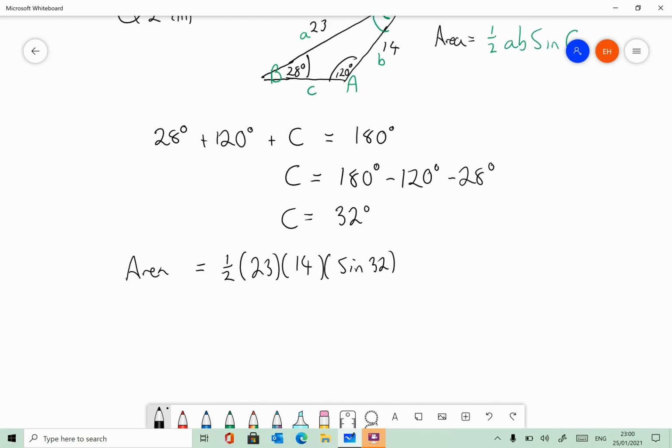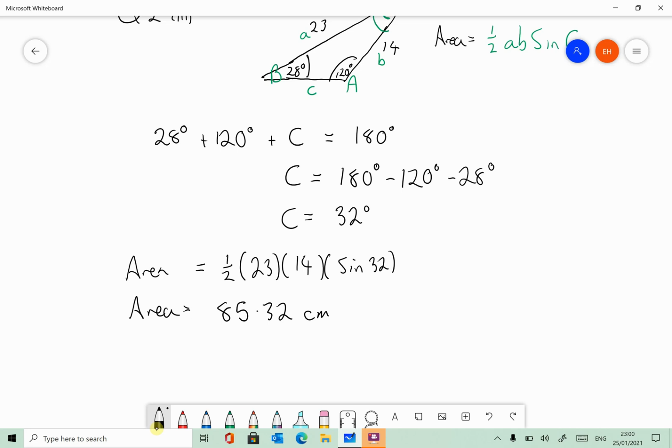So let's multiply that out. 1 over 2, (2.3)(1.4)(sine 32) equals. And that's area equals 85.32. And that's centimeters squared again, isn't it?